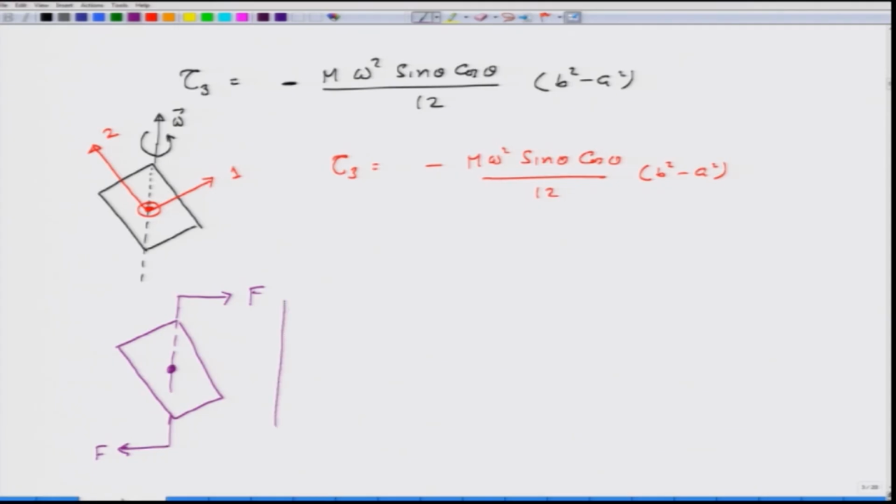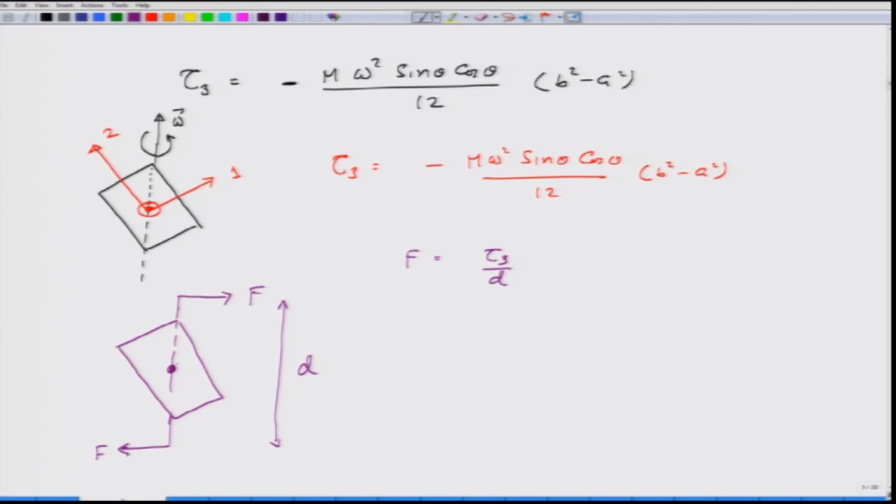If the forces are applied at a distance d, then the amount of force will be equal to tau 3 over d, and you can easily calculate this. Let us see if this result is also consistent with whatever way we have been solving the problem earlier.